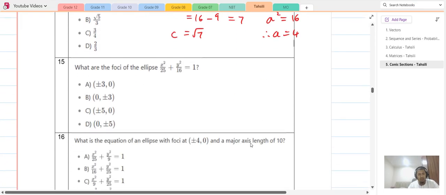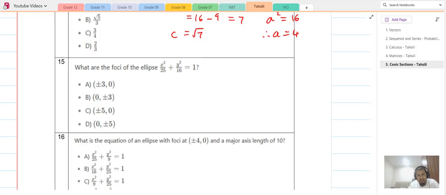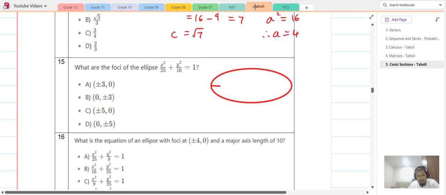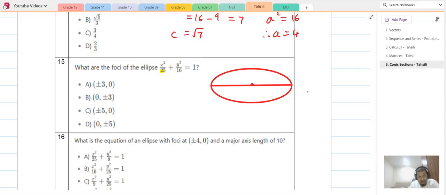Next question. What are the foci of the ellipse? So now this ellipse is stretched horizontally, right? So be careful how you're sketching the ellipse. How do we know it's stretched horizontally? Because we got x squared and 25 is under x squared. The bigger number is under x squared. Wherever the bigger number is, that's where it's stretched along. Now we know the center is 0, 0, right? Now the foci are on the inside, f1, f2, the two foci, right? Now the distance from the center to the foci is c and c. So we need to solve for c. How do we solve for c?